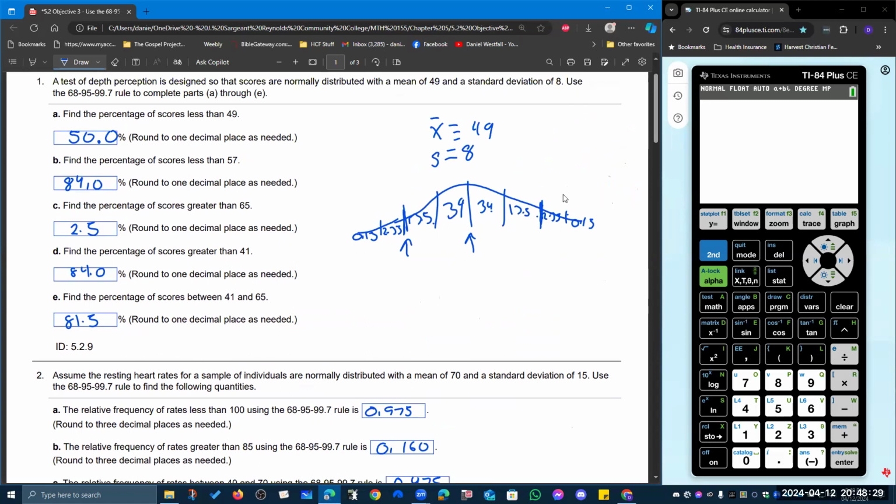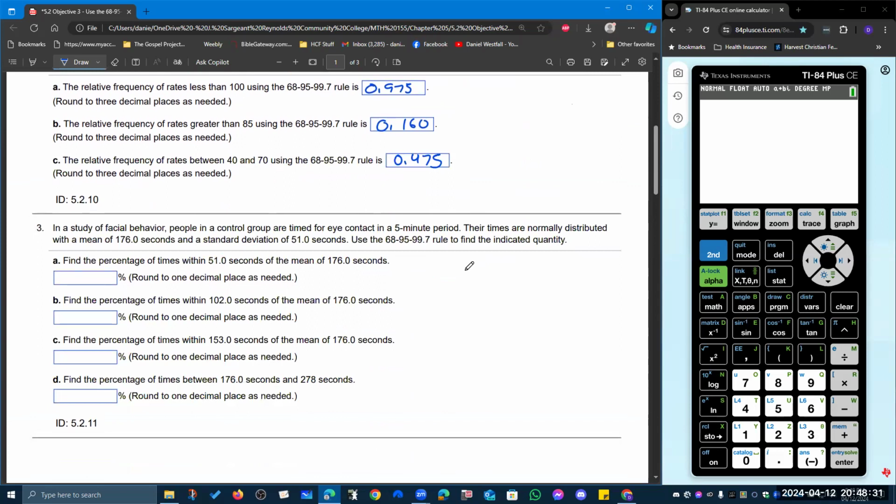Let's go ahead and, in the study of facial behavior, people in a control group are timed for eye contact in a 5-minute period. Their times are normally distributed with a mean of 176.0 seconds and a standard deviation of 51.0 seconds. So let's make our chart here. 176, I won't put the decimal points here.